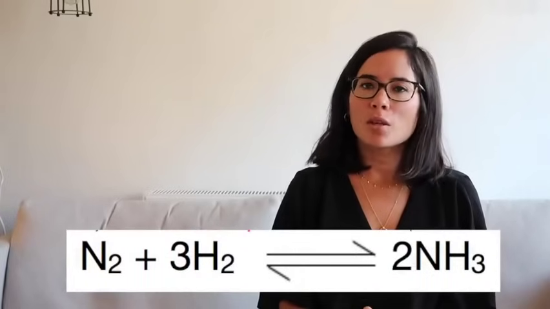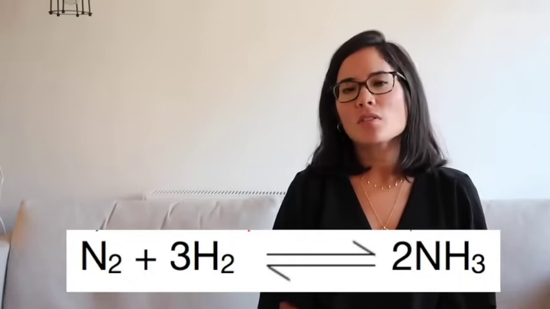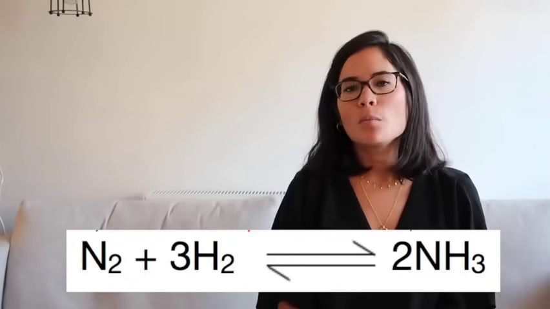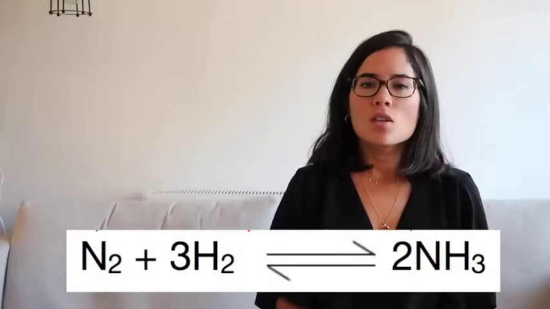at the balanced symbol equation, you can see that there are 4 moles of gas on the left-hand side and 2 moles of gas on the right-hand side. So in order to increase the yield of ammonia, we need to increase the pressure, because remember, increased pressure will favour the side with fewer moles of gas. Therefore, the position of equilibrium will shift to the right, meaning that more ammonia is made.